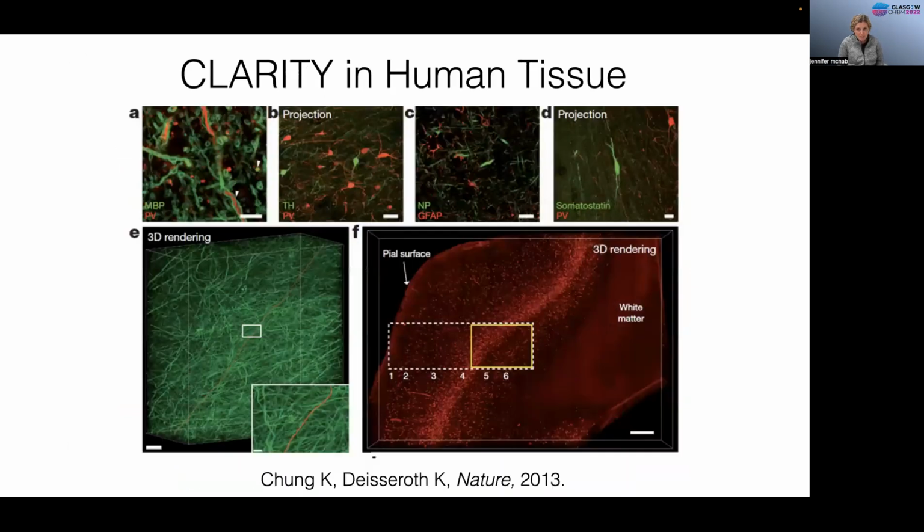The original Clarity paper did demonstrate the technique in human tissue, although there are some notable differences when working with human tissue. Human tissue tends to be even more heavily myelinated, and therefore if passive clearing with detergents is used, it can take a very long time.